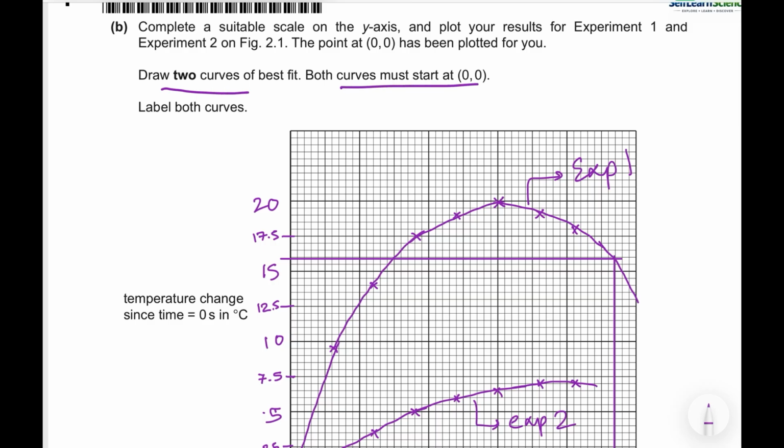Now, whenever we are drawing a graph, we always have to read what instructions are being given. If they have already mentioned that you have to draw a curve or a best fit line or a straight line, you have to go accordingly. So don't randomly draw any graph. Read the question, whether they have mentioned it or not.